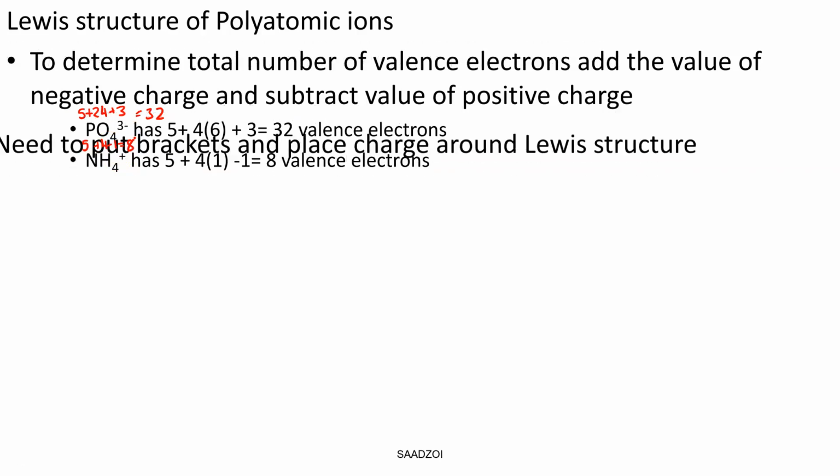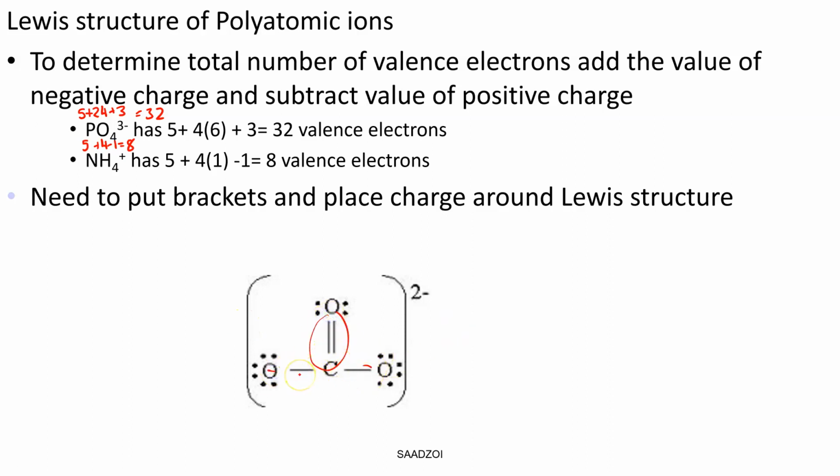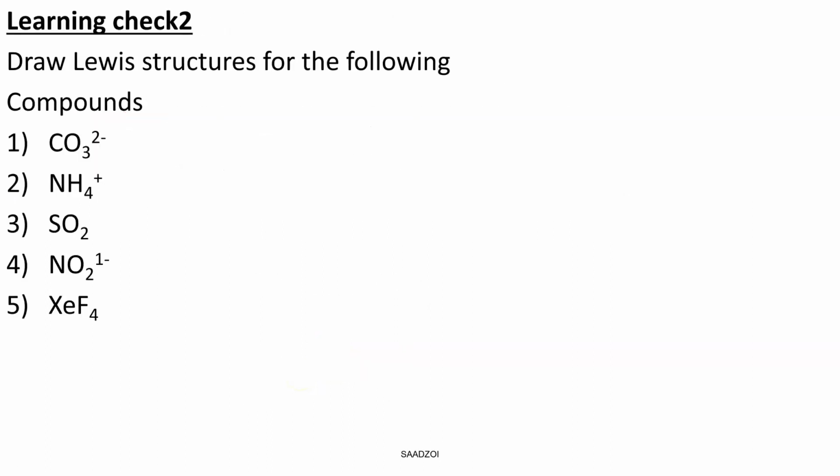You also do need to represent these with brackets. Whenever you have a polyatomic ion, you need to put brackets around the whole polyatomic ion and put the charge on the outside. That makes it clear to the person looking at it that, hey, this is a polyatomic ion, that's why it looks the way it does. So this is the polyatomic ion for CO3 2-, carbonate. And you can see I put the brackets and charge. You can see it's also a resonance structure, right? So you can put the double bond on any of these O's. You have a choice. That's very common.